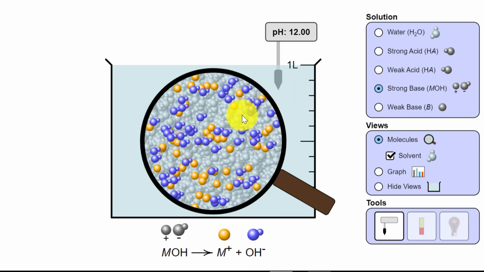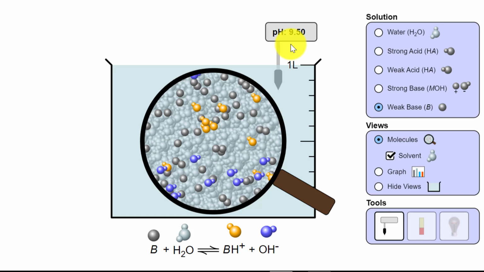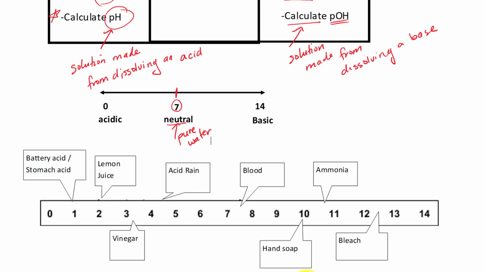Look at a strong base. Look at that, the pH is really, really high. But if we look at a weak base, now it's going down. So let's go back to our pH scale.